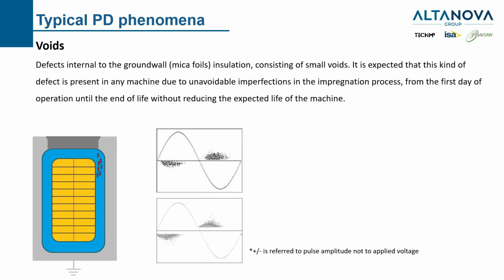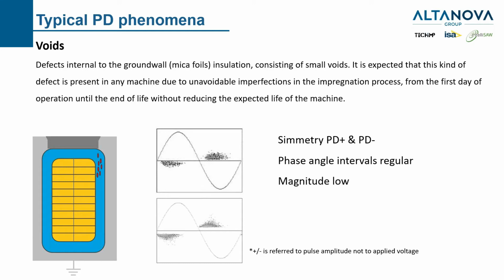We start with the voids. Normally, in generators and motors, we have an insulation system made, at least recently, with mica. Even if nowadays there is a very strong vacuuming during this process, we still have some voids present in the generator. These voids will have a very characteristic pattern with a symmetry between the positive and negative pulses. We will have a regular phase interval, a low magnitude at this stage, and also a triangular shape.